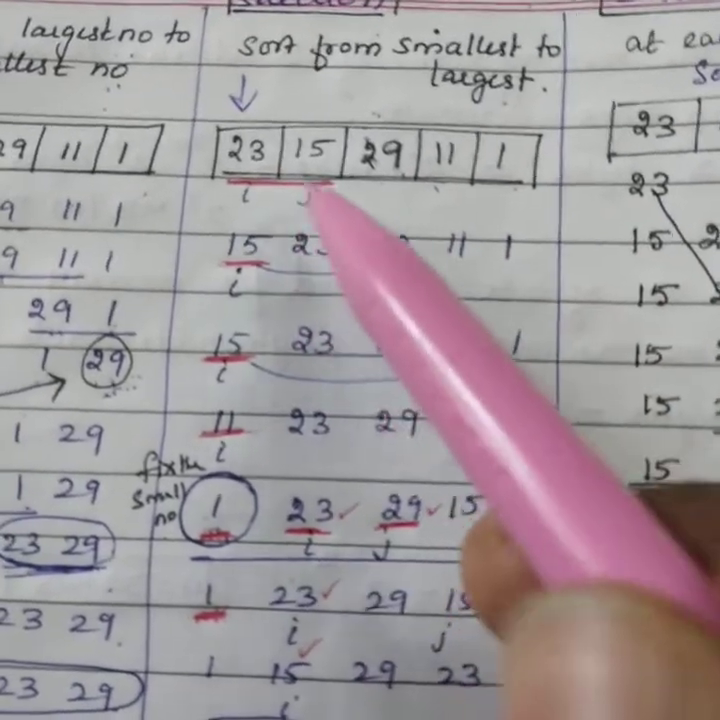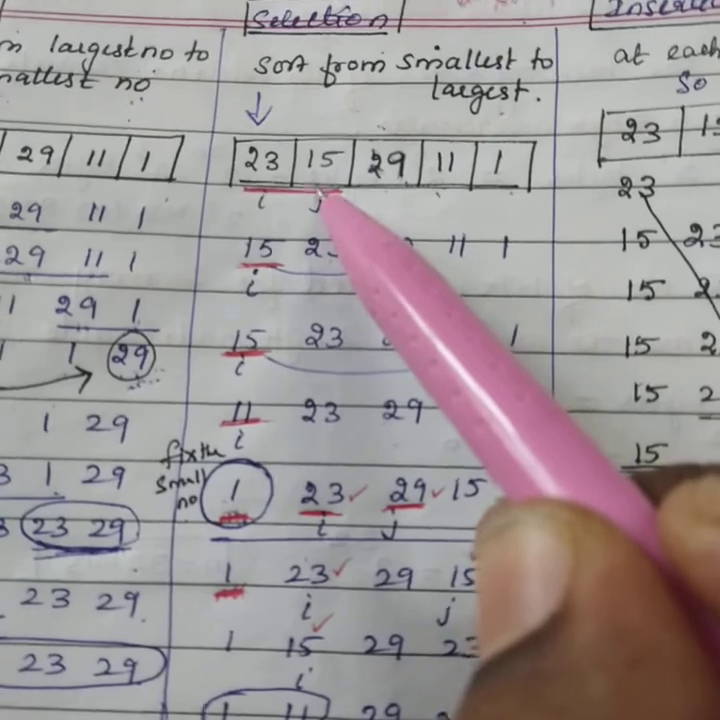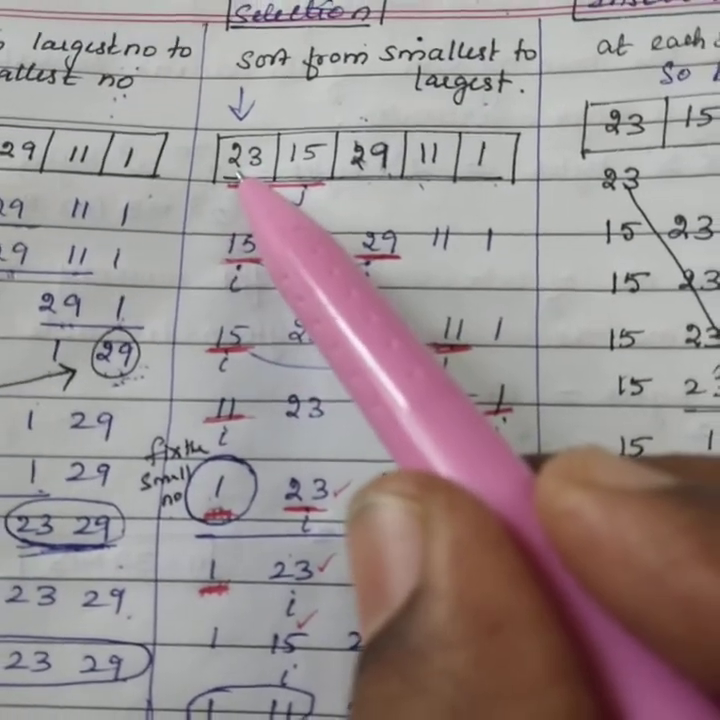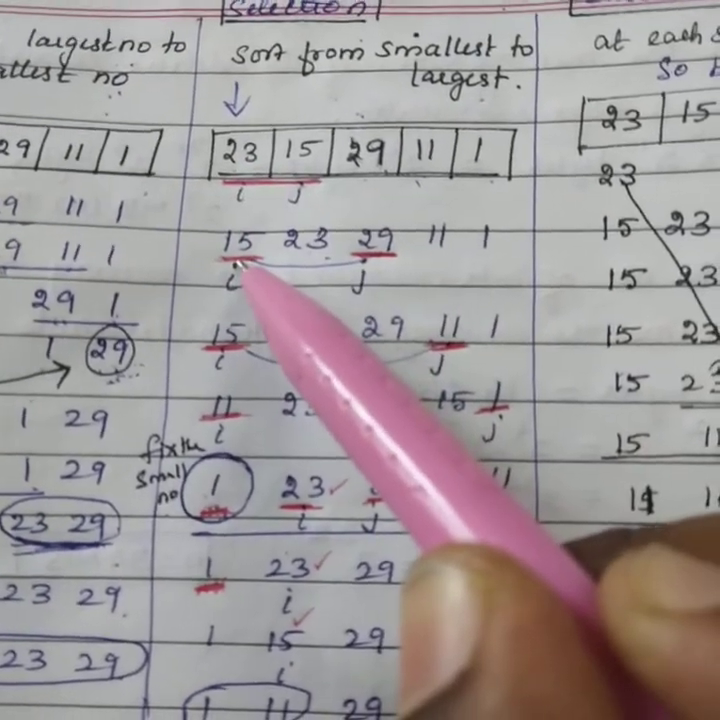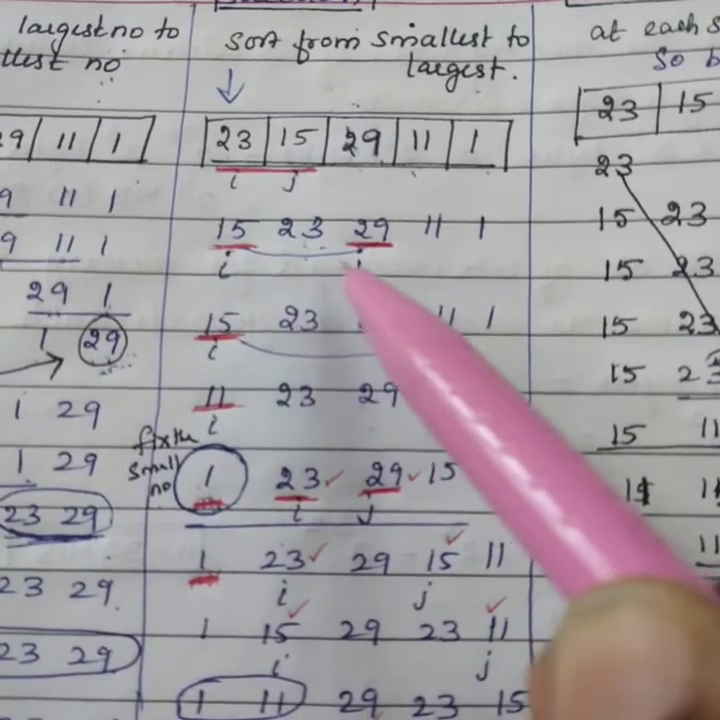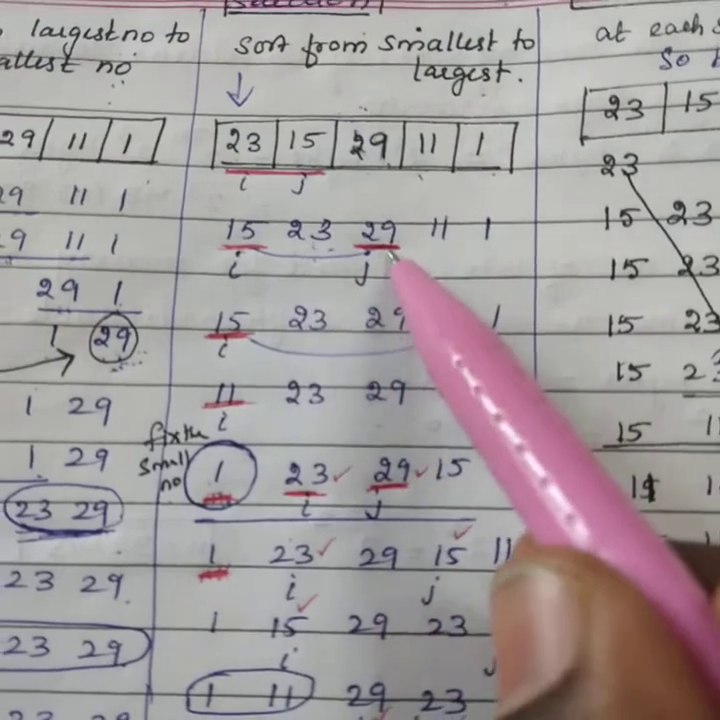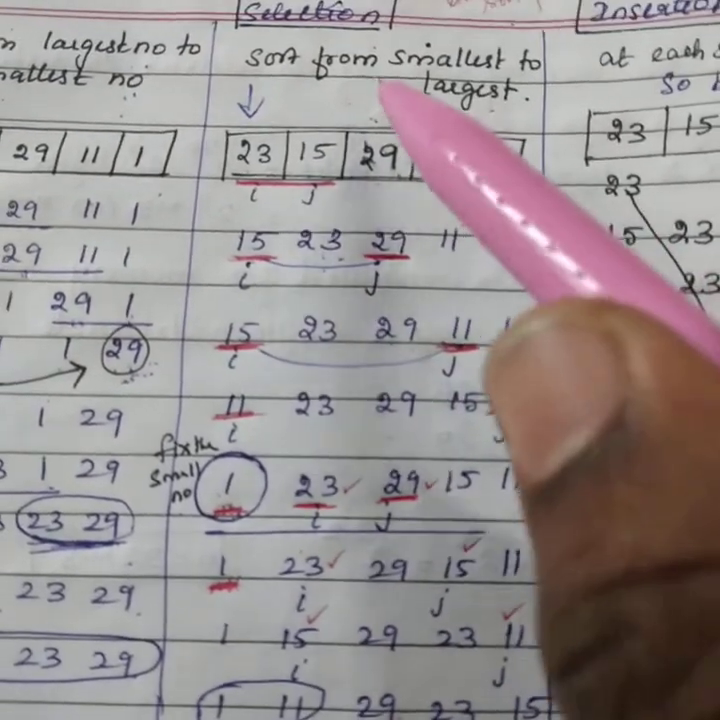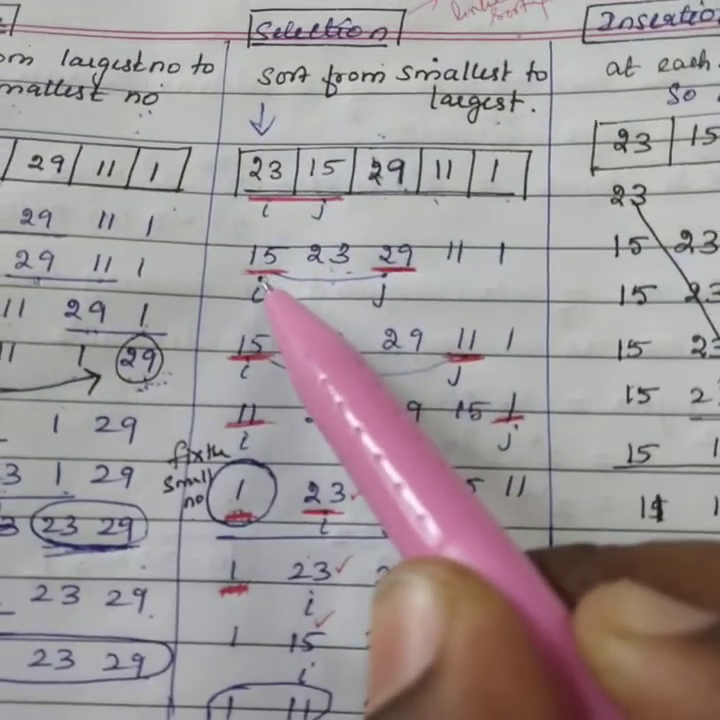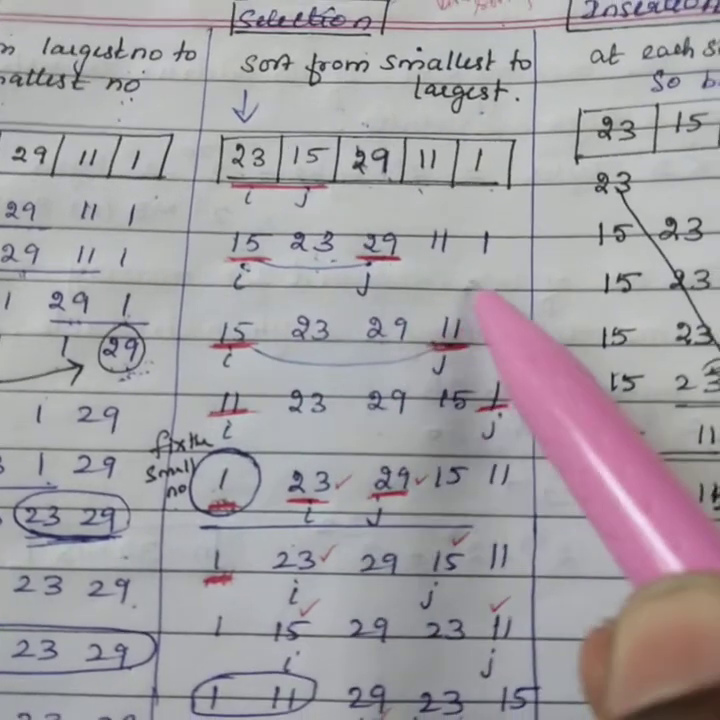23, 15, 29, 11 and 1. Let's take i and j. You need to start sorting. Since 23 is bigger, it's interchanging. Next, in bubble sort, we used to do like this: next these two, next these two. But in selection, we are fixing one element and comparing it with all the other elements.